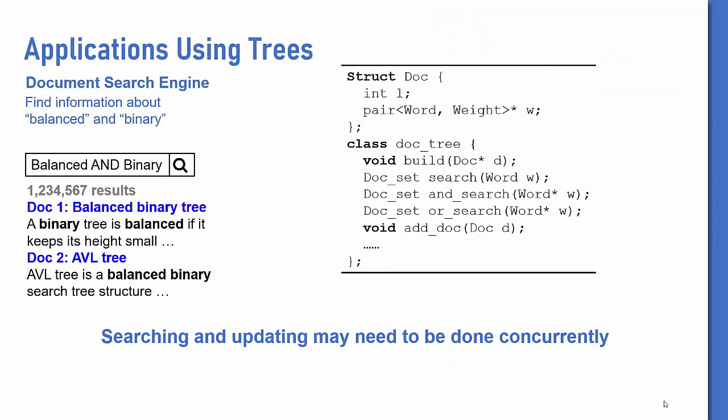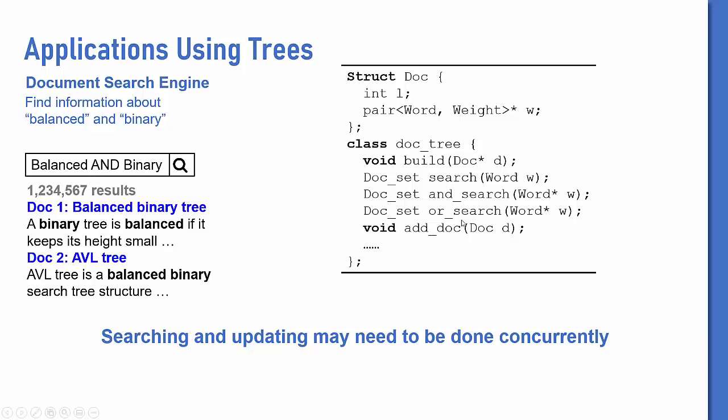Let's look at some examples of applications. The first one is a document search engine that we use almost every day. In this example, we want to search for some information related to both balanced and binary. We can use a tree to support such a document search engine. In this tree, it should store the information about all the documents. Some functions it should support include constructing the tree and doing search queries or complicated search queries.